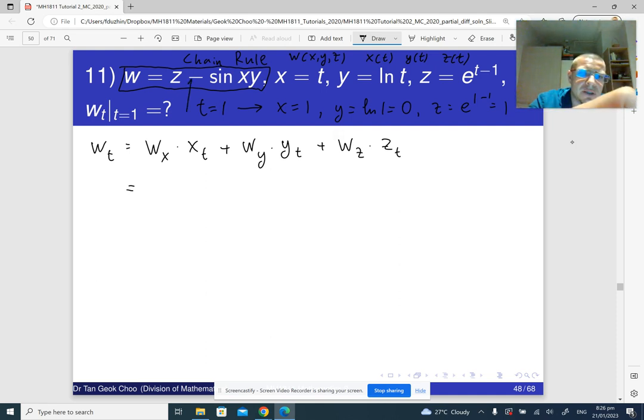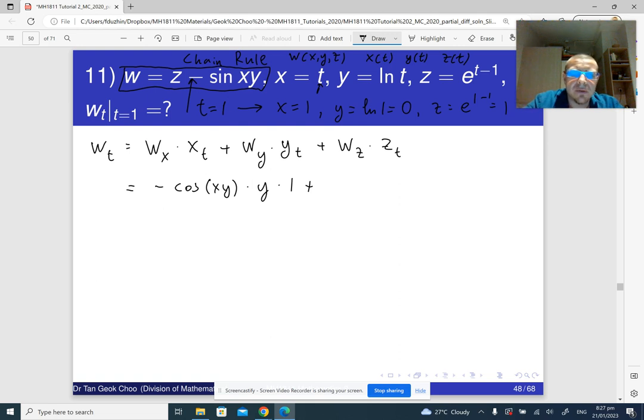So W_X: we are differentiating this expression. Z is independent of X, so minus, the derivative of sine is cosine, so minus cosine of XY times the derivative of XY with respect to X, which is just Y, times the derivative of X with respect to T, which is just 1.